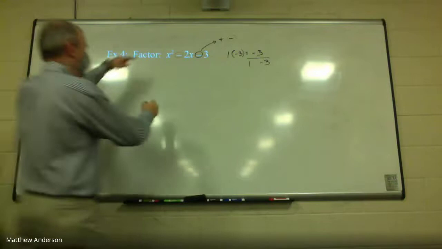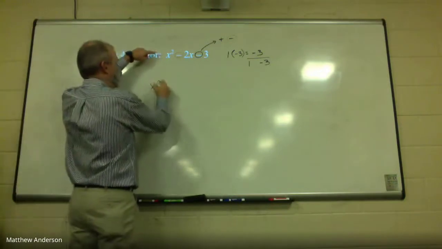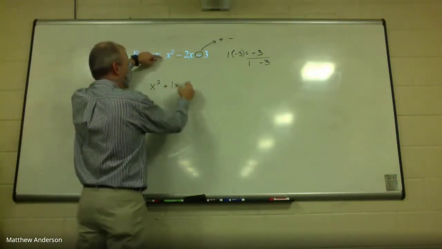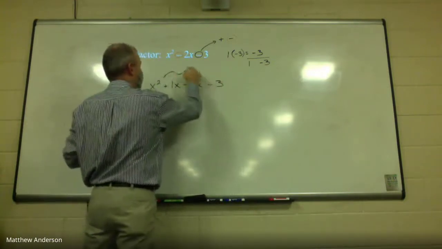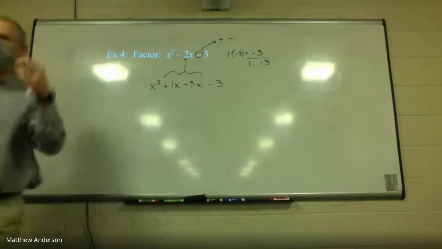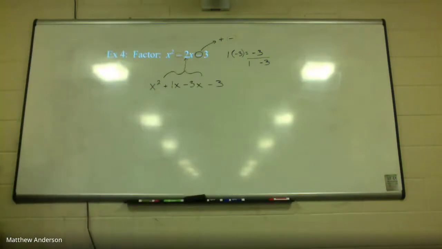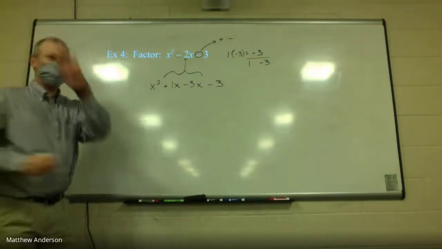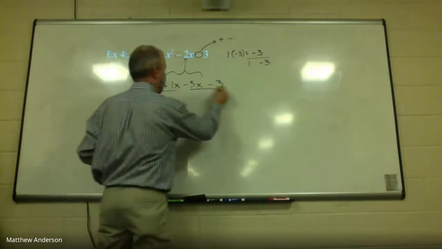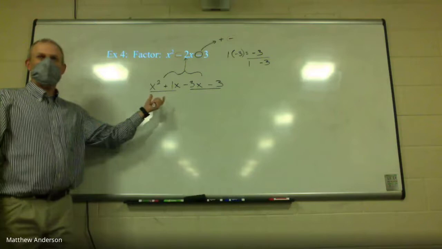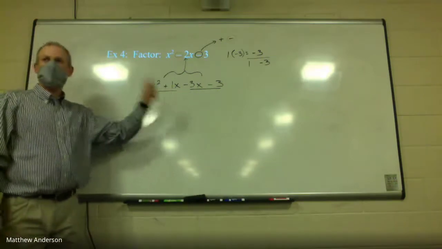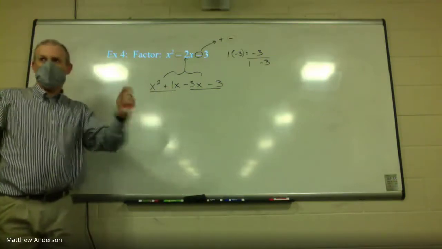Rewrite it. X squared plus 1x minus 3x minus 3. Again, it's okay because these two, we're just breaking up that middle term. Okay, because 1 plus negative 3 equals negative 2. So now we have our 4 terms, factor by grouping. What can we take out of the first group? You got an x squared and a 1x, so you can take out an x, right, or a 1x.